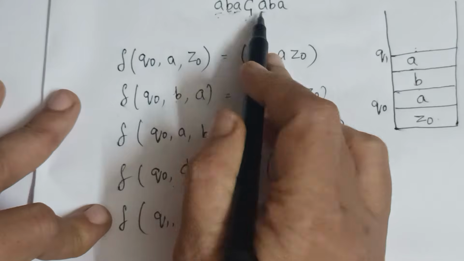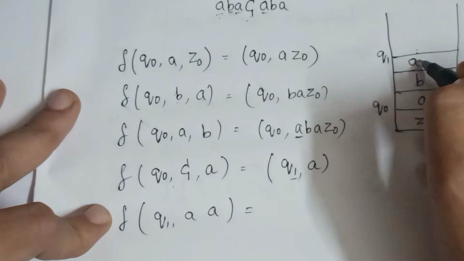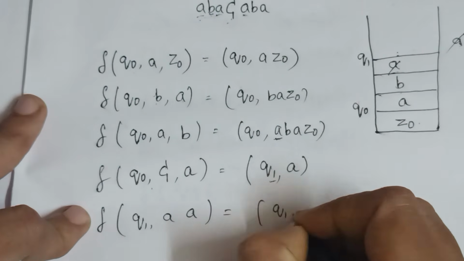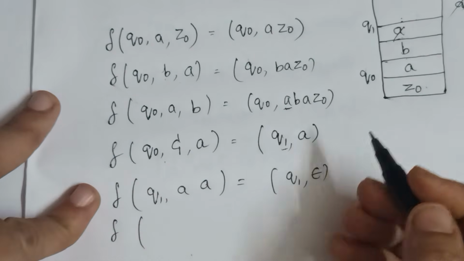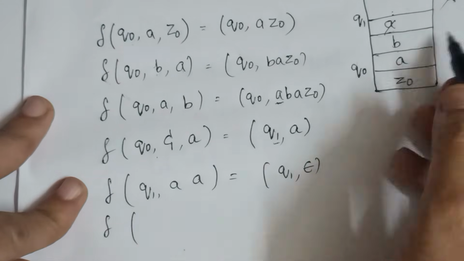If I push A, then both should be popped out. Both should be popped out. Now it will become Q1 comma epsilon. Now the same action will be performed, might be different symbols, but it will be popping out.